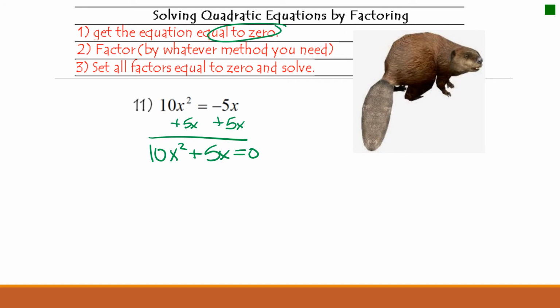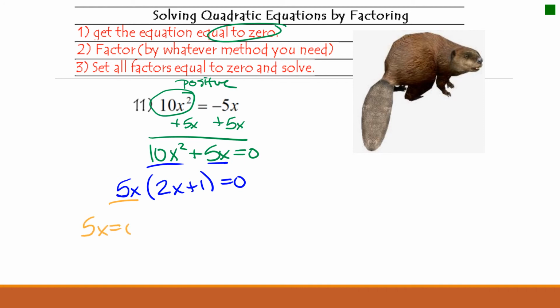Now, guys, this is just a me thing, and I think most of you are going to want to do the same thing. You always want to move it to where your x squared term is going to be positive. So I could have moved this all to the right instead of the left, but I want to keep my x squared term positive. It's just easier to factor with the positive leading coefficient. Greatest common factor, these both have a 5x. If I divide by 5x, I get 2x plus 1 equals 0. I am factored. So 5x could equal 0. Divide by 5. X is 0.